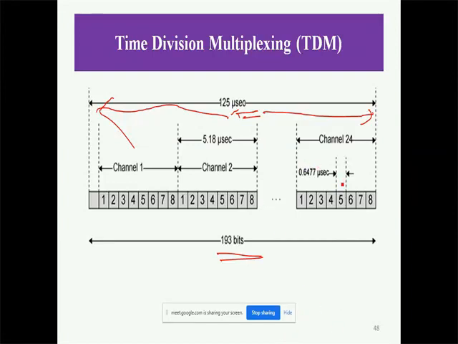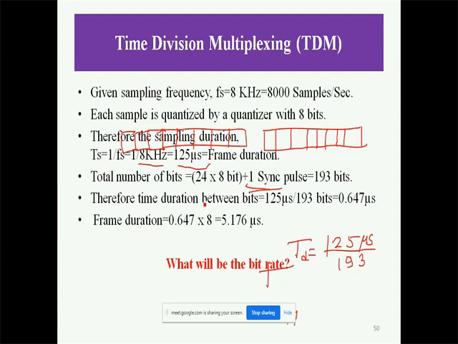Here, see in point number 5, in this space that is the bit duration, meaning each and every bit is 0.647, and this one is also 0.647, and this one is also 0.647, like that. Each and every bit has a time span of 0.647.